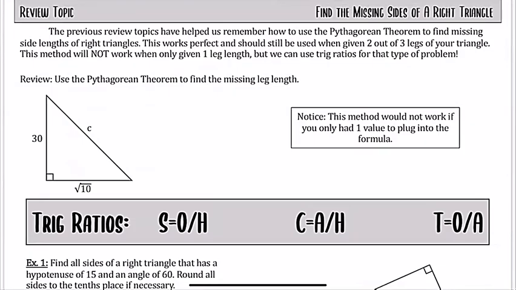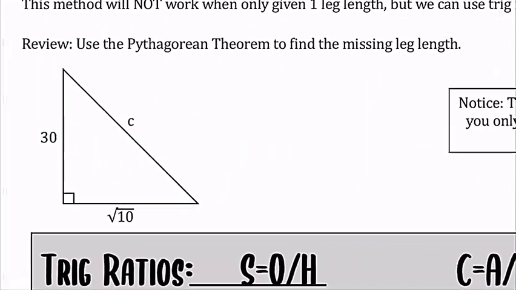Here at the top, it says review how to use the Pythagorean theorem to find a missing leg length. So if you have two sides of your triangle and you're only missing one side, you can just do the Pythagorean theorem. That is the easiest way. Remember, the Pythagorean theorem is a squared plus b squared equals c squared. And what we'll do from here is label a, b, and then we already have c labeled. That is our hypotenuse. It's always the one that is across from the right angle.